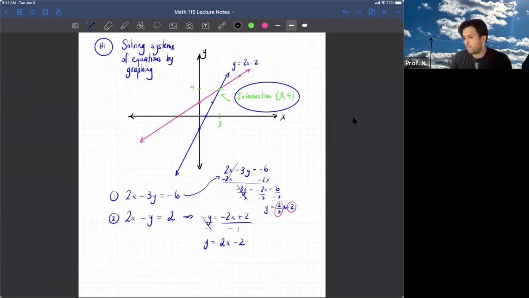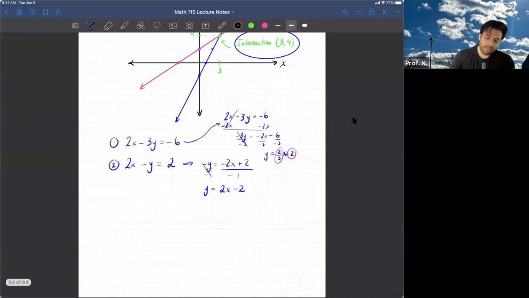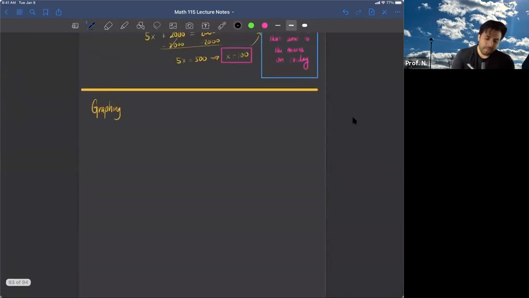Fundamentals, number 13. We already did number 13. Wait, did we? No, we didn't. Okay, good. So number 13, I'm going to write it here. Fundamentals, number 13.